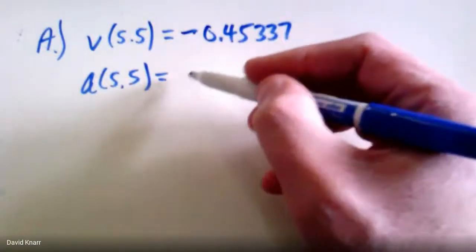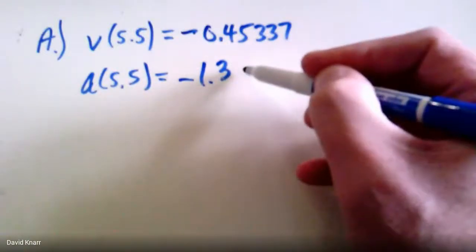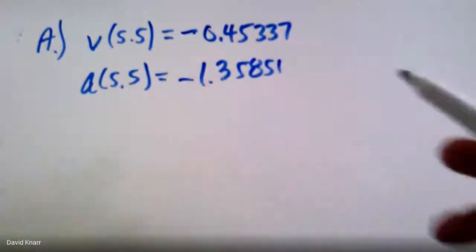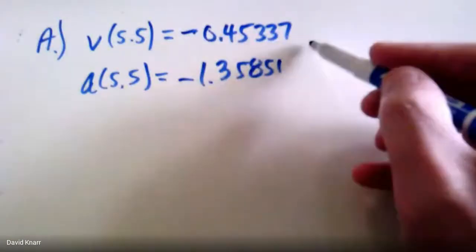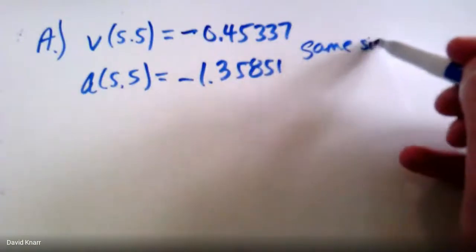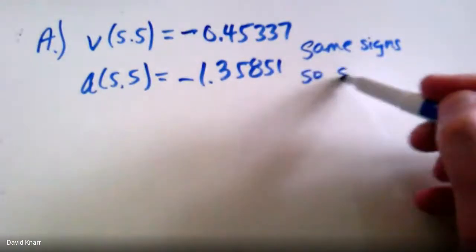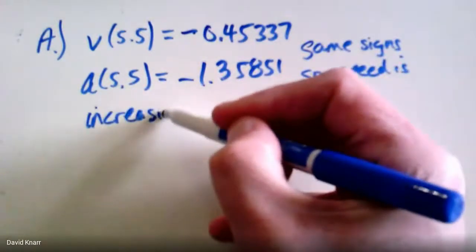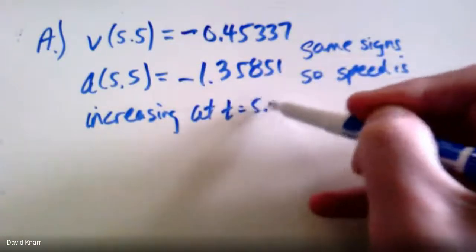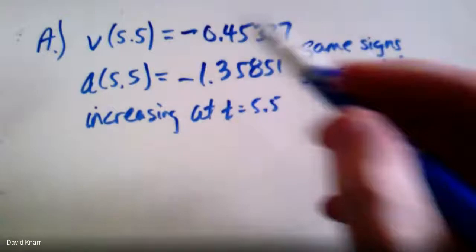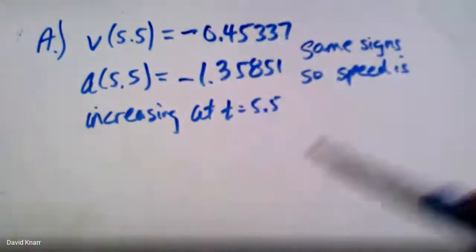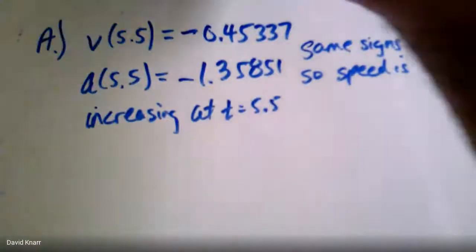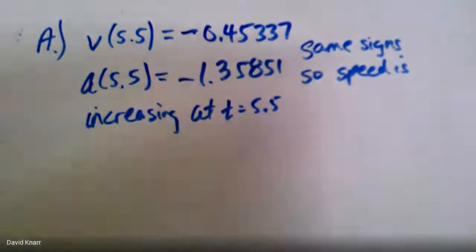So V of 5.5 is negative 0.45337. A of 5.5 is negative 1.35851. Okay, so V and A have the same signs. So the speed is increasing at t equals 5.5. Since they are both negative, the speed's increasing. All they have to do is have the same signs. There's your answer to letter A.